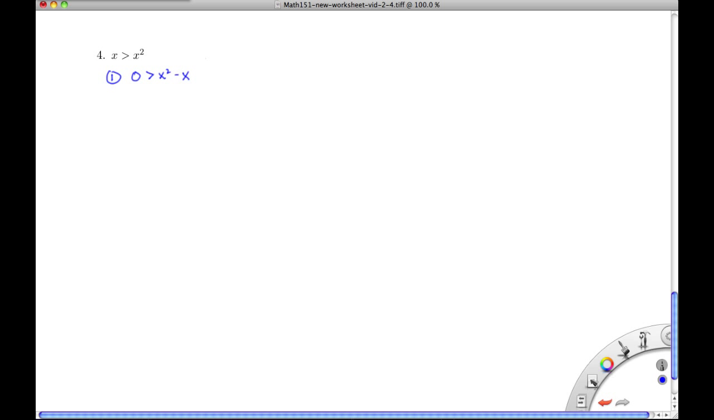If you had moved the x squared to the other side, it would have been fine. You're still going to end up with the same solution as long as you're careful with your signs and everything. So it's totally up to you. And again, this is essentially asking us for what x values is the function x squared minus x strictly less than 0.